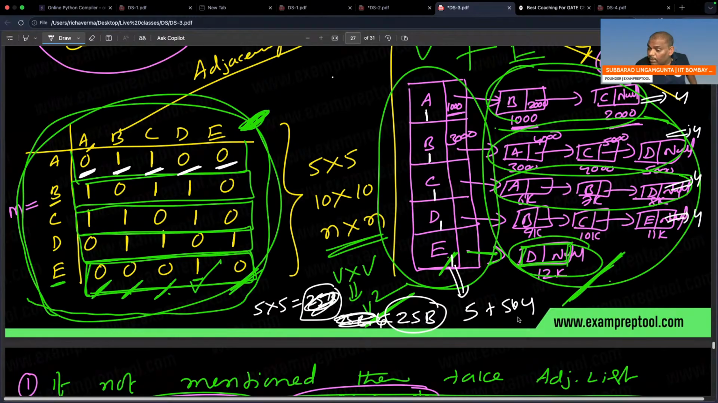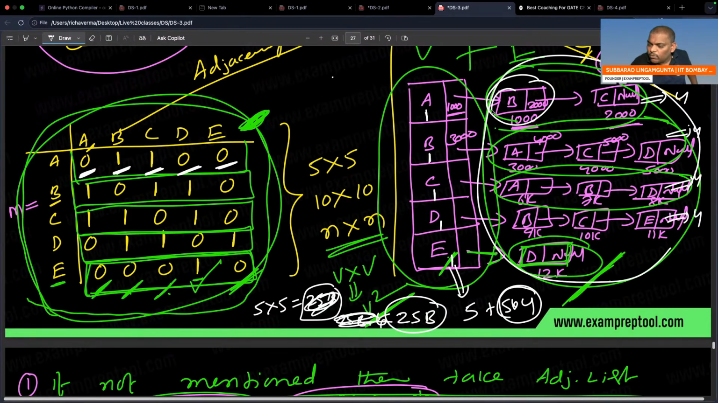But remember, there are 20 nodes at this level, and every node contains 2 parts because it is a linked list: 1 byte here, 1 byte here. So 20 into 2, 40. At the first level there are 5 linked lists, so totally 45 bytes required.